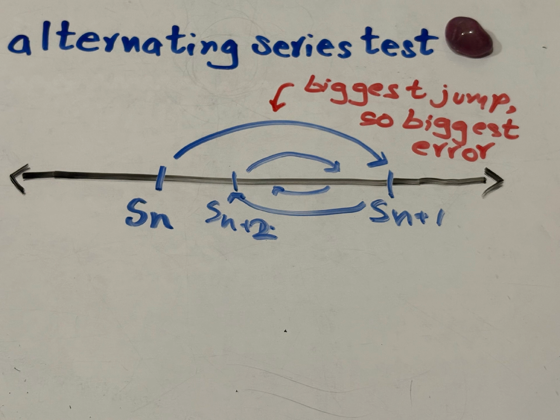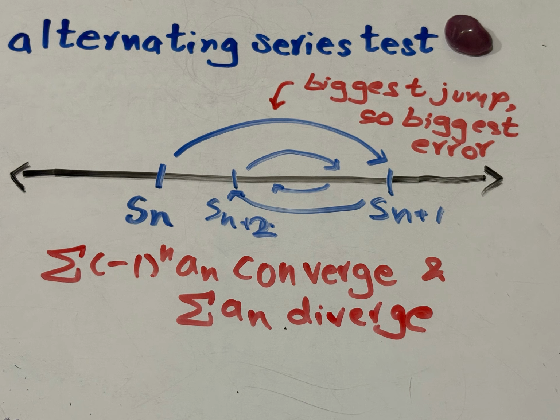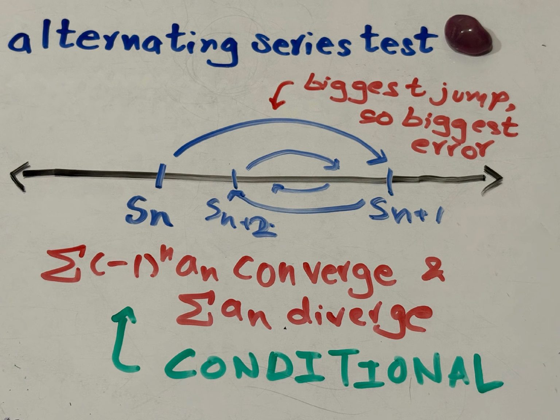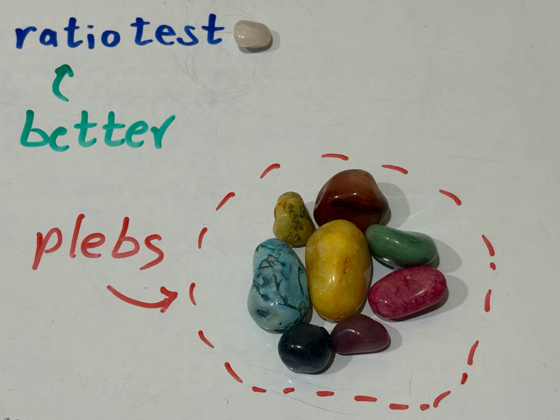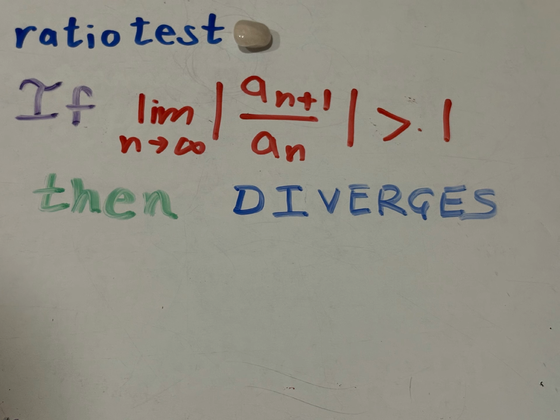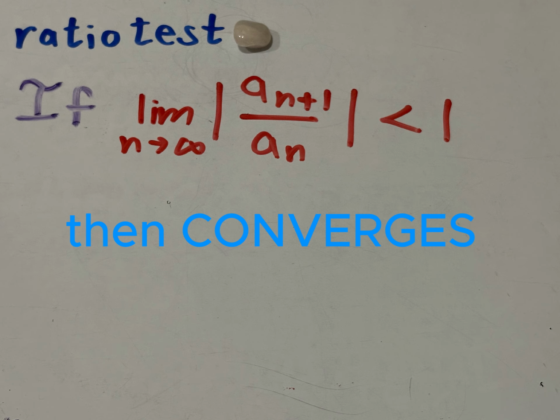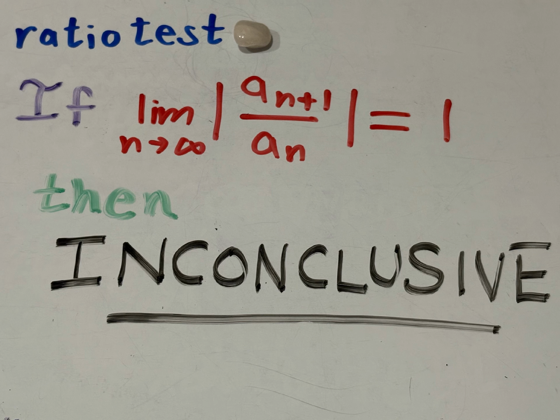Double additionally, series whose alternating form converge, whereas its normal form diverge, are called conditionally convergent, and series that converge in both cases are absolutely convergent. The final series test we will talk about is the ratio test. The ratio test is the most versatile of all of the series tests, and it functions off of a simple principle. If the absolute value of the ratio of the n plus 1th term to the nth term is greater than 1, it diverges, and if it's less than 1, it converges. It's inconclusive if the ratio is 1.